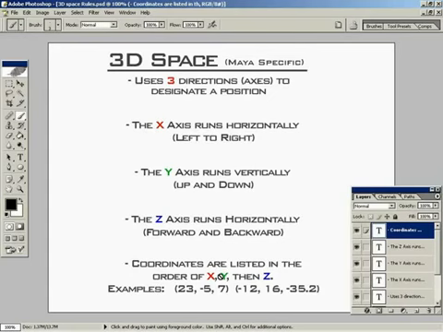So, those are the rules for 3D space. Very basic. Now, the reason these are Maya-specific rules is that in Maya, the y-axis points up and down. In some other applications, the y-axis doesn't always point up and down, but we're not really worried about other applications. For now, all you need to worry about is x is left to right, y is up and down, z is typically forward. All right.